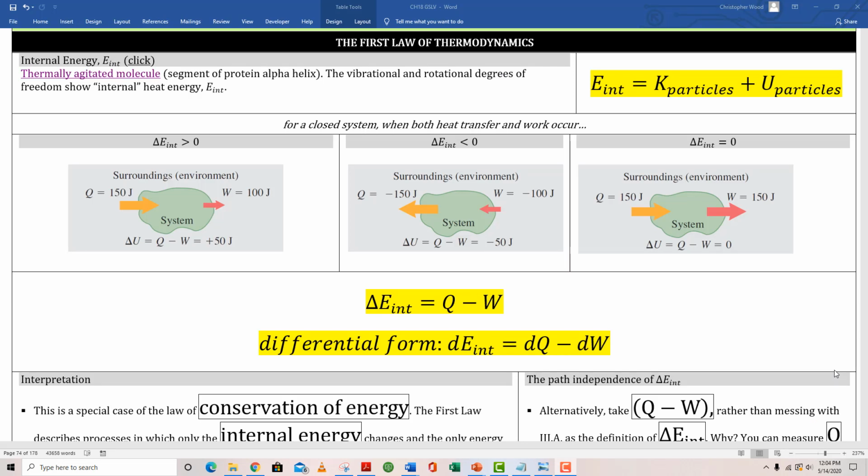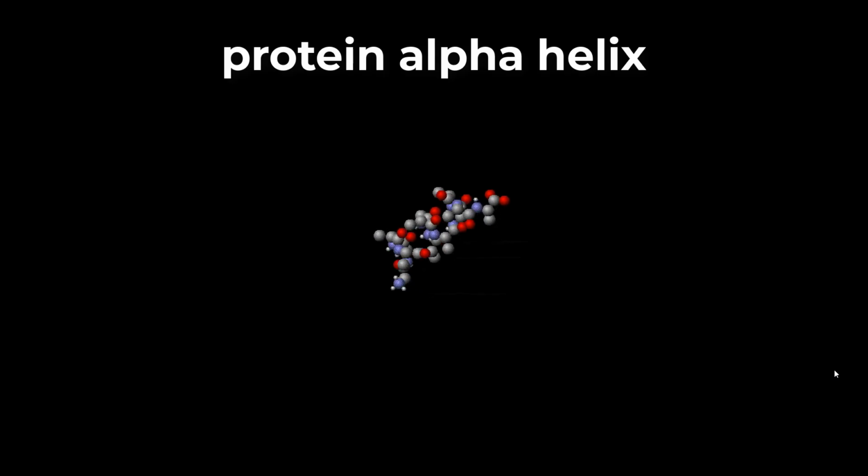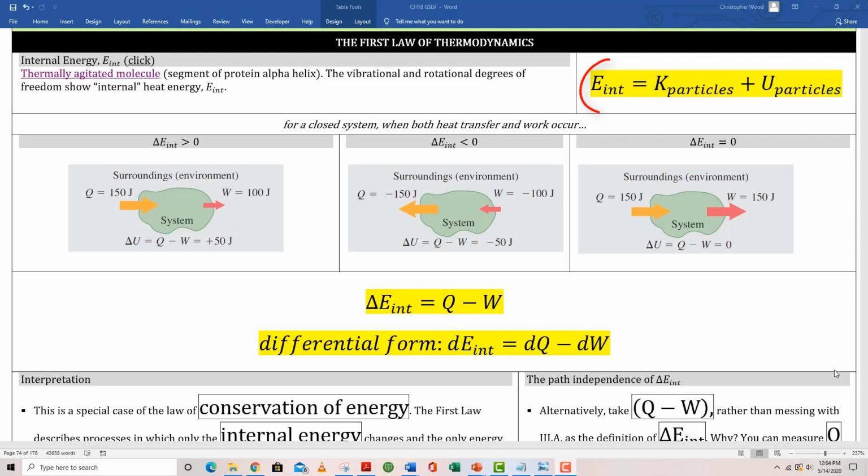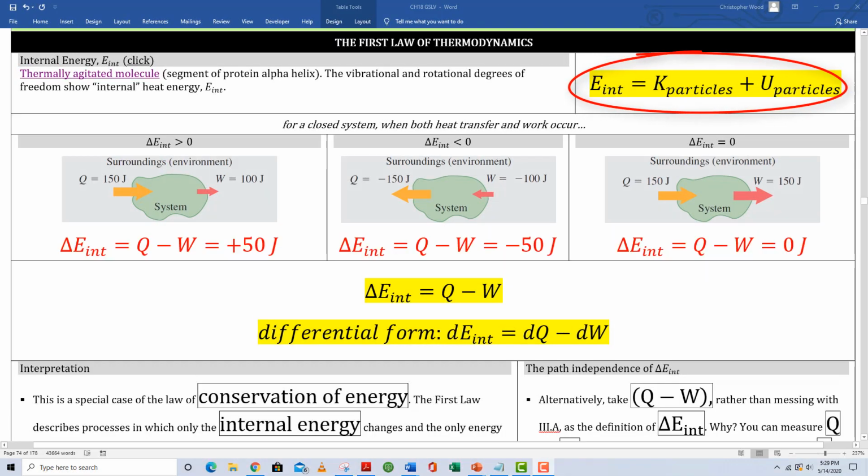The internal energy of your system depends on how much heat flows into or out of it, as well as how much work it does on the environment or how much the environment does work on it. Here's a thermally agitated molecule, a segment of protein alpha helix. It's exhibiting internal energy. The combination of its kinetic energies and potential energy account for its internal energy, which we write as capital letter E_INT. So a system's internal energy is the sum of its kinetic and potential energies.